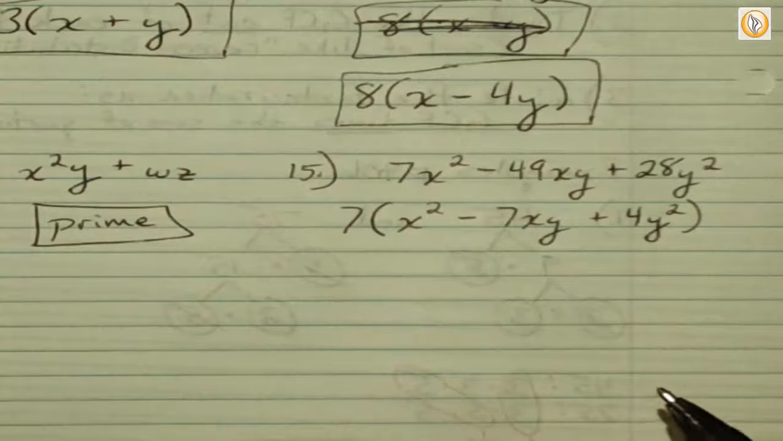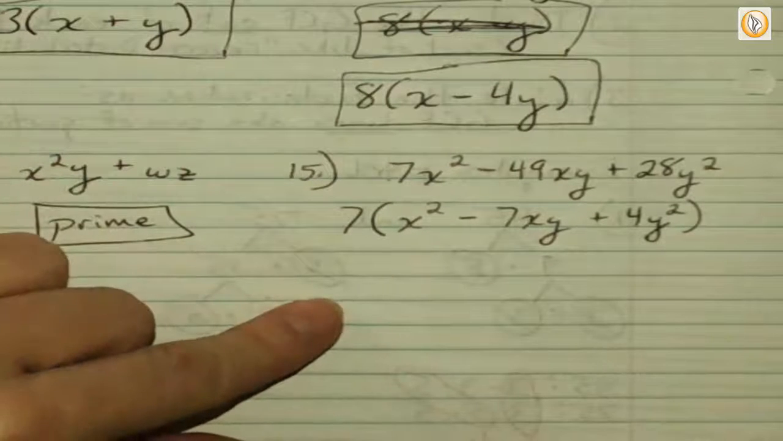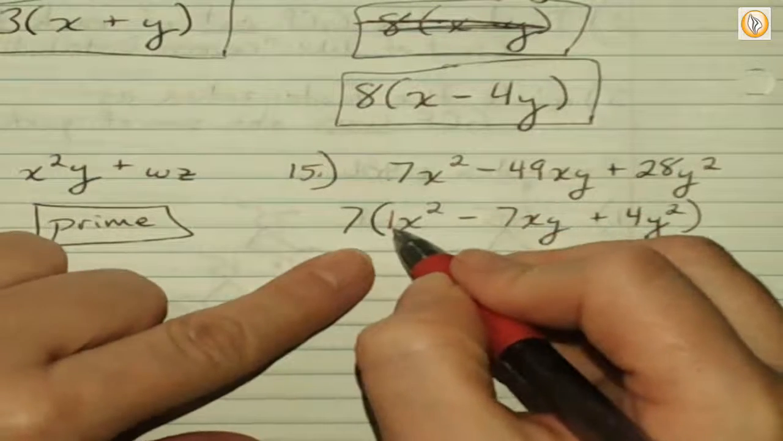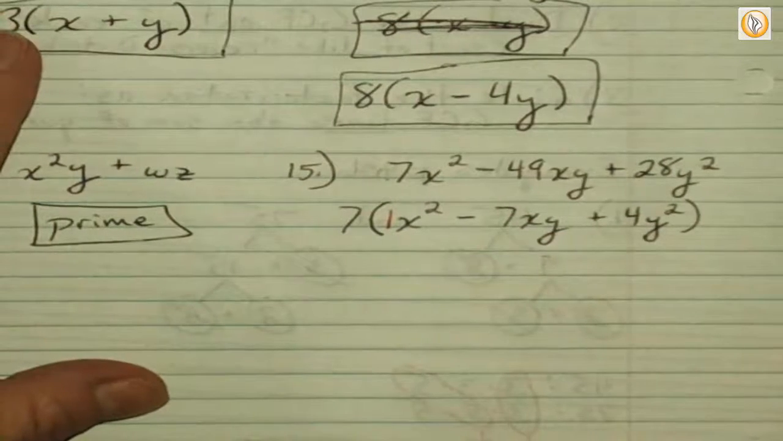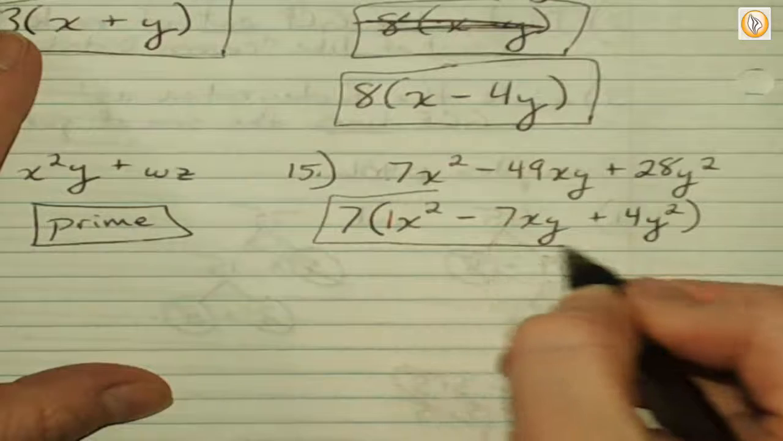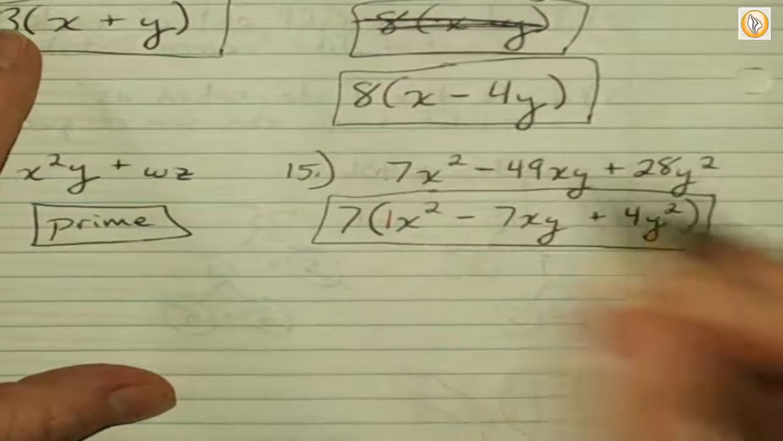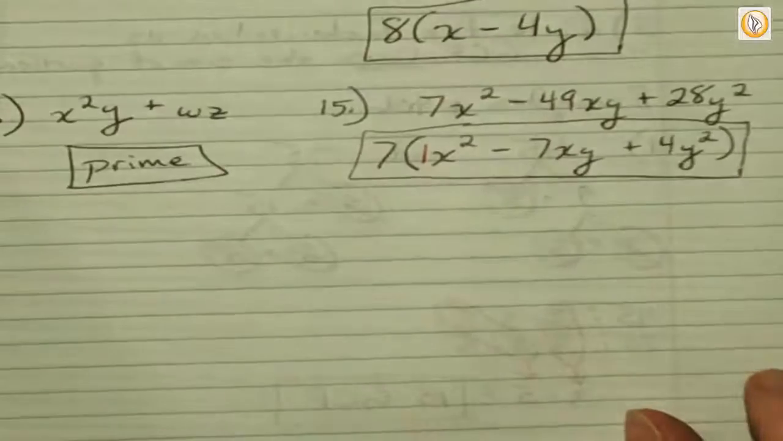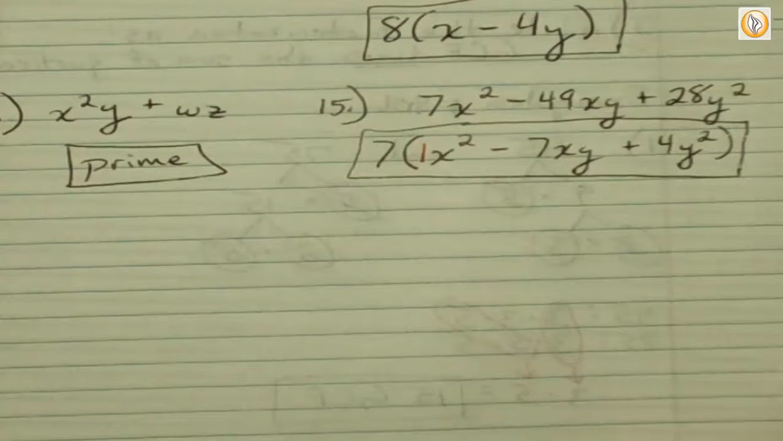Does that look okay? And again, if you want to put that 1 there because 7 divided by 7 is 1, you absolutely can do that. It's not wrong. I know it looks odd to me too, but some people feel more comfortable with the 1 there.